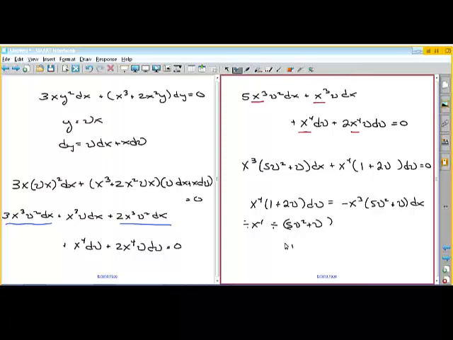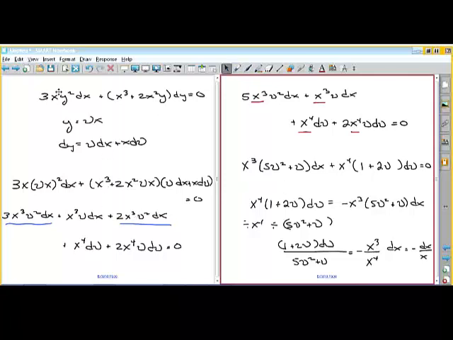And what that leaves me with is 1 plus 2 nu times d nu divided by 5 nu squared plus nu is equal to negative x cubed over x to the 4th times dx, which is negative dx over x, because you can simplify that. And that shows another thing I could have done earlier: I could have divided everything by x cubed, and I would have done this part earlier.